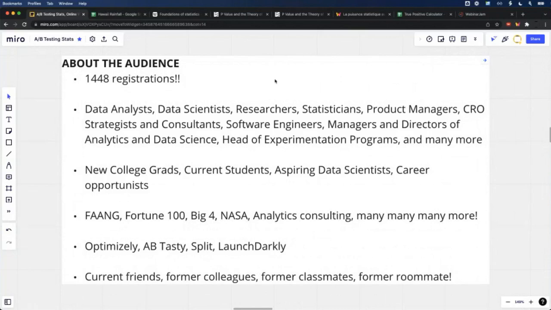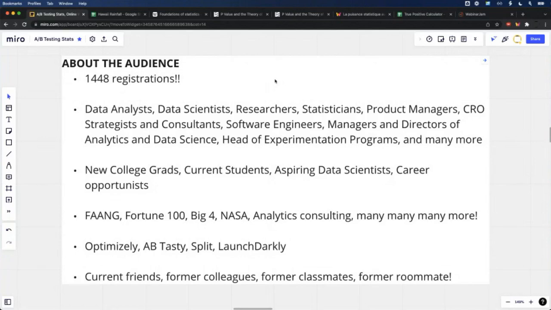So who all are in the audience? Who all signed up? We have data analysts, data scientists, researchers, statisticians, product managers, CRO strategists. CRO, if anyone's not aware, is conversion rate optimization. Strategists and consultants, software engineers, managers, directors of analytics and data science, heads of experimentation programs across different companies, and many, many more.